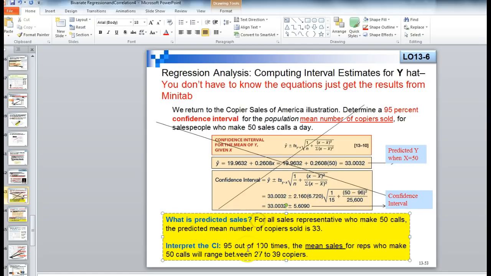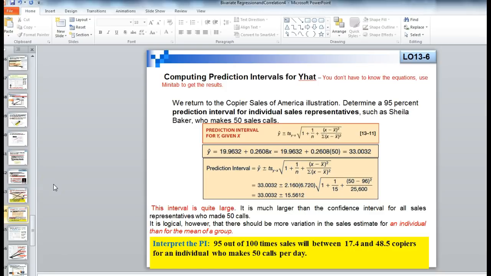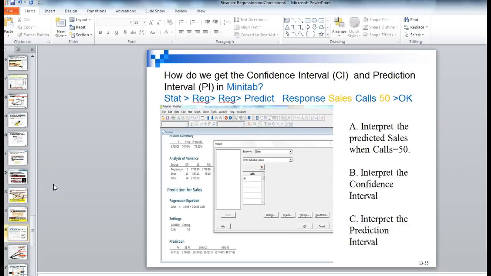So we get predicted sales and confidence intervals, 95 out of 100 times. Let's take a look at this confidence range. I would rather look at Minitab output, personally. It's a prediction interval. All right.